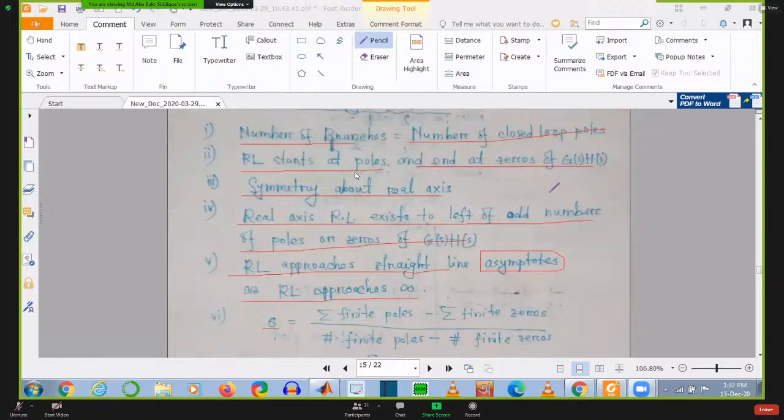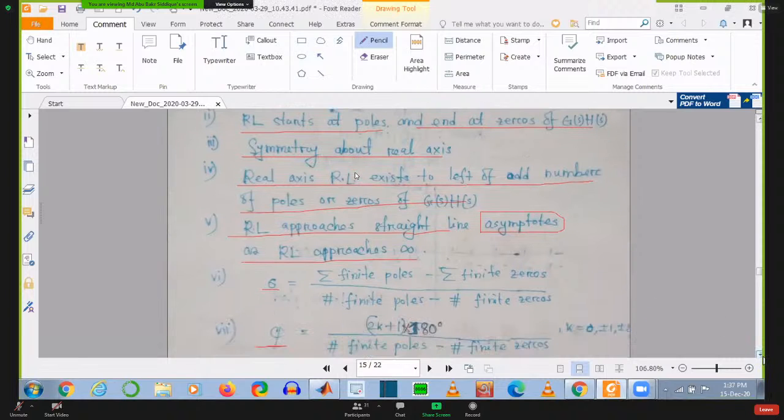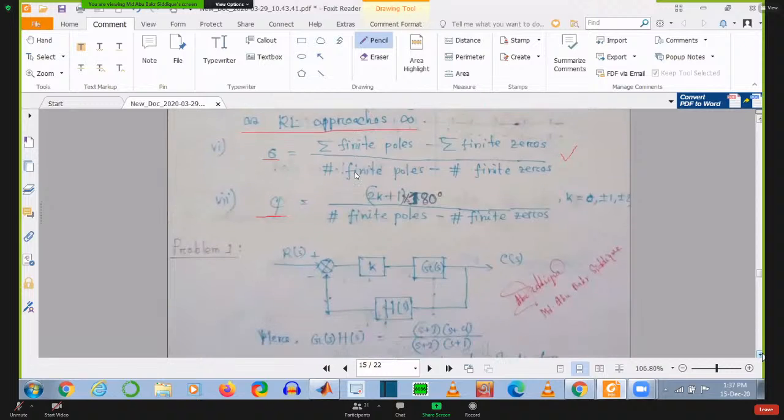Okay, so are you there? Yes, sir. Okay, so we have 6 rules here, 7 rules actually. Sigma is this one. You can see the formula here. By sigma we actually determine, okay, let me show you.